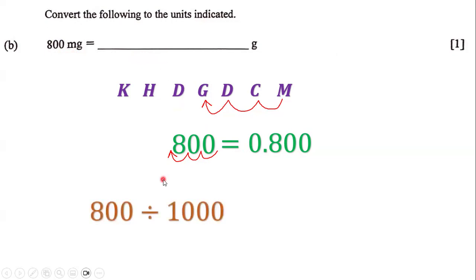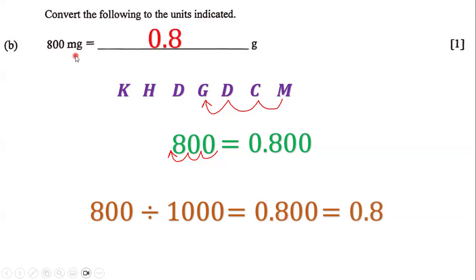If we want to show the operation, what we have here is 800 divided by 1,000. And the reason why we use 1,000 is because we move over 3 times. And so 800 divided by 1,000 is 0.800. And so that means that our answer to this question is 0.8. So 800 milligrams is going to be equal to 0.8 grams. We don't need these zeros at the back here. And so we just have 0.8. And so that means that 800 milligrams is actually 0.8 grams.